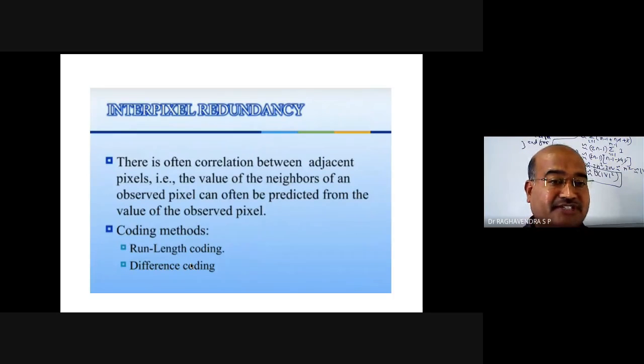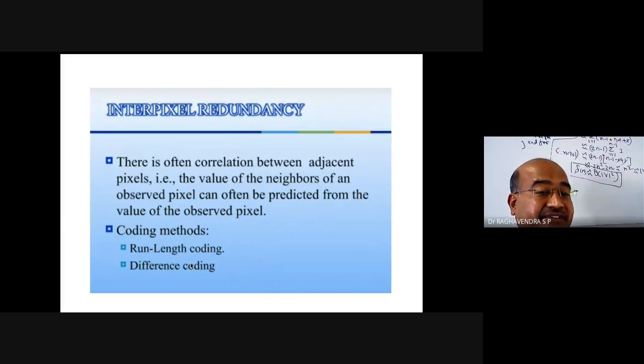So next is today's topic, that is interpixel redundancy. This is the definition of interpixel redundancy. There is often correlation between adjacent pixels. Correlation means association, relationship between the pixels. Adjacent means neighboring pixels. You already know about 4 neighbors and diagonal neighbors. When you combine 4 neighbors and diagonal neighbors, you get 8 neighbors. All these types of adjacencies we can call adjacent pixels.